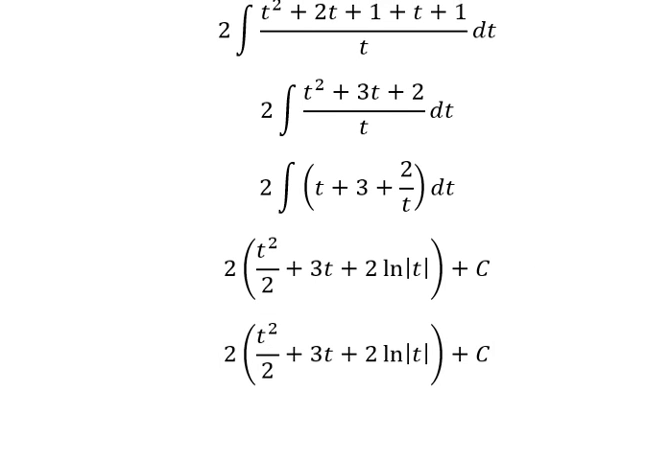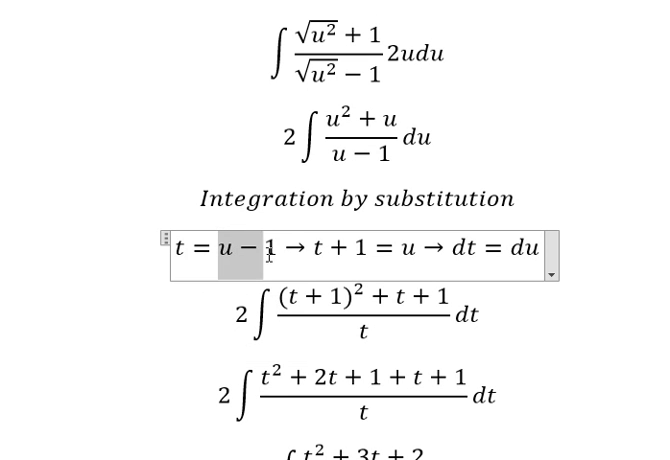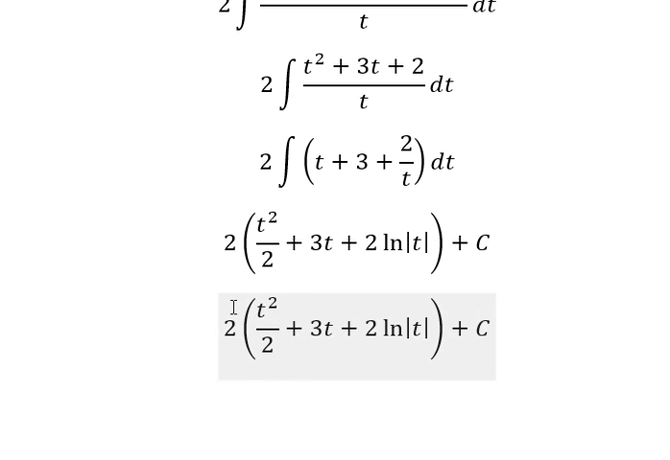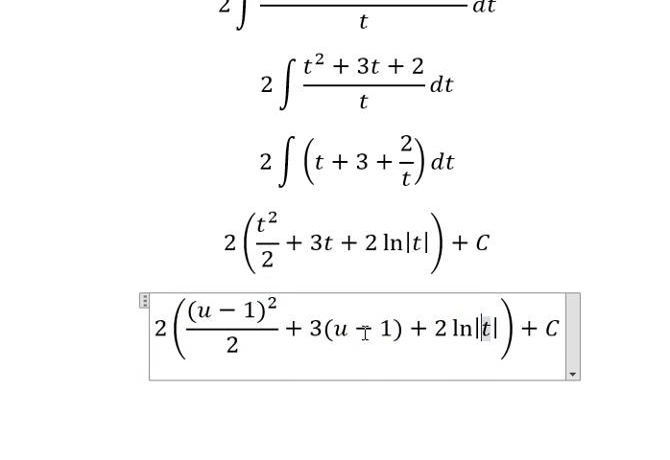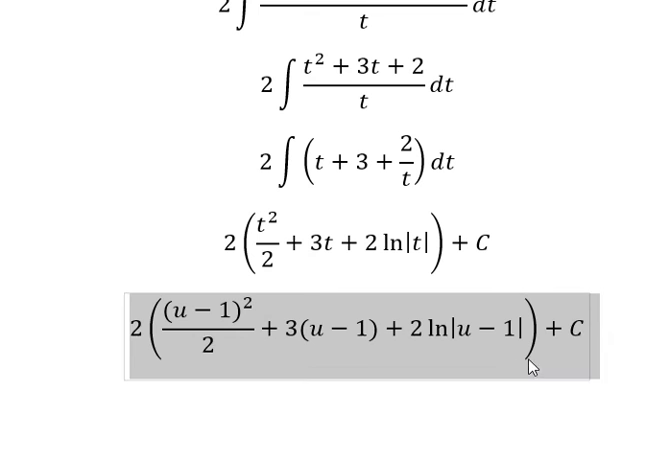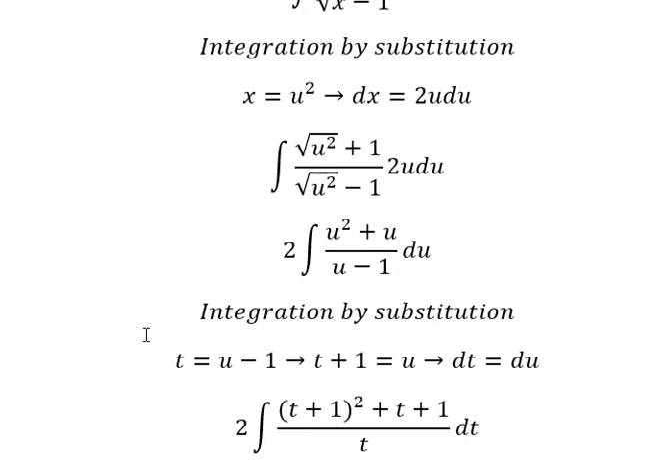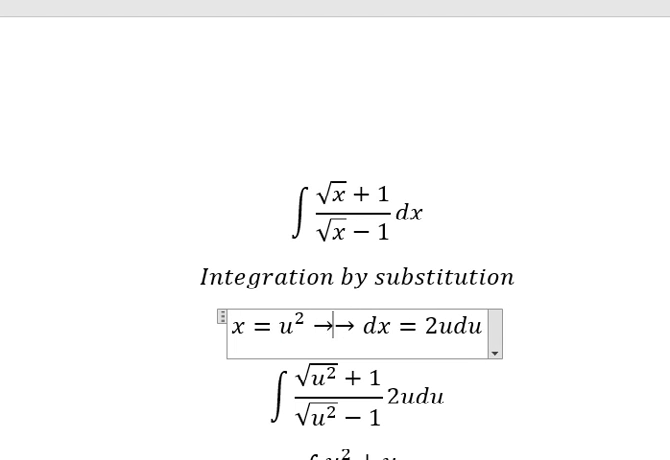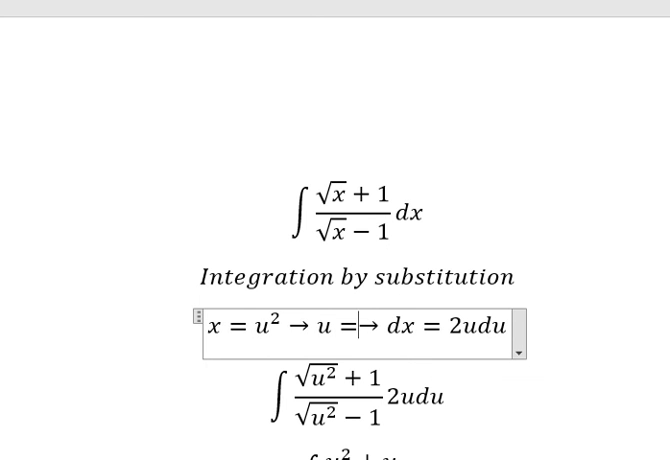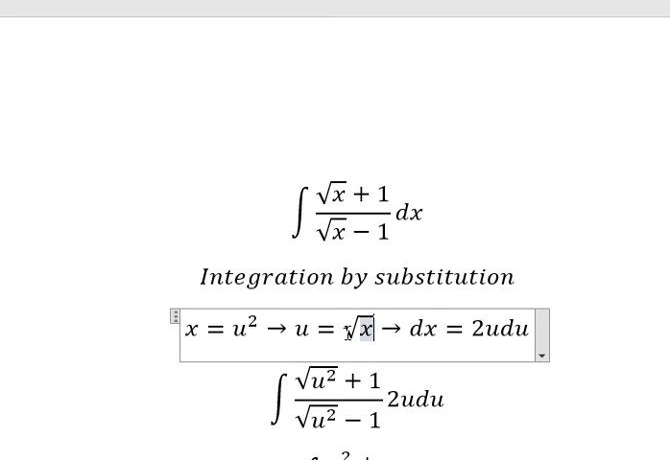About t, that is this one. About u, that is this one. So I will put the square root on both sides, and we have u equals the square root of x. So I will put this one to change for u.